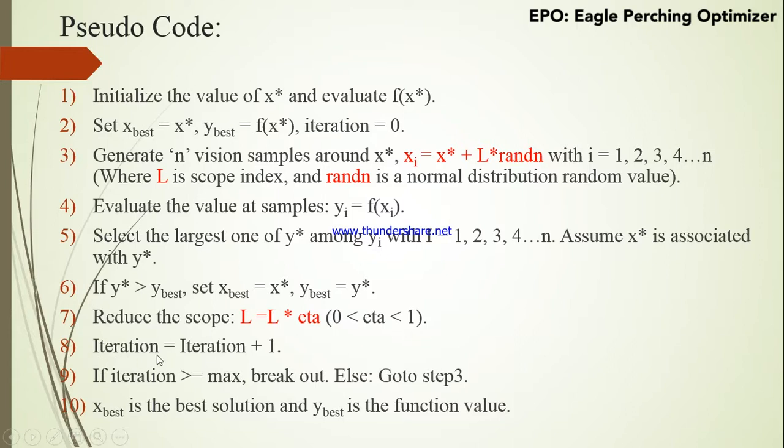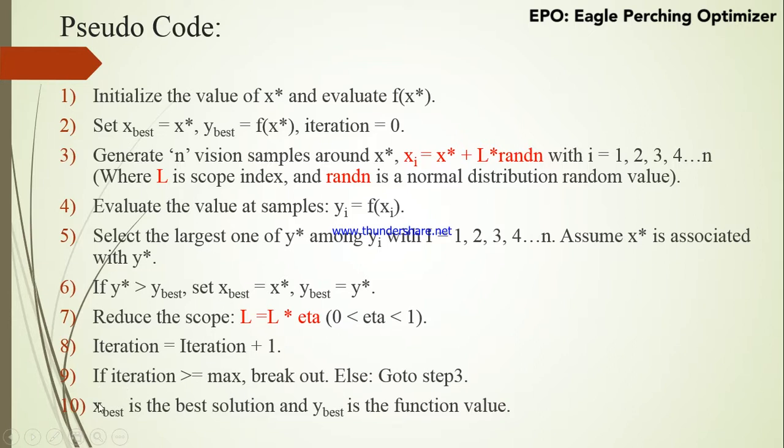In step 8, we will increase the iteration, and in step 9, either we will go back to step 3 and repeat the same process, or we will go to step 10 depending on our iteration condition. If we have met the maximum iteration value, then we'll obviously move to step 10.